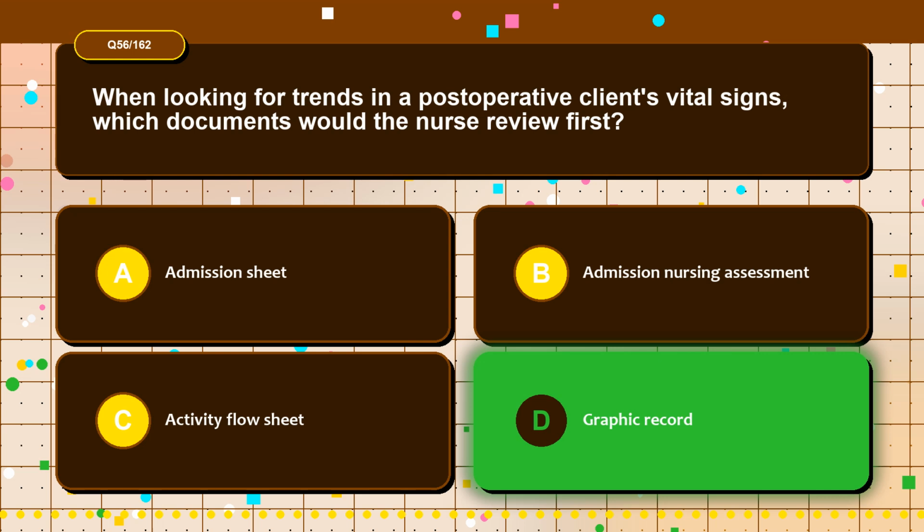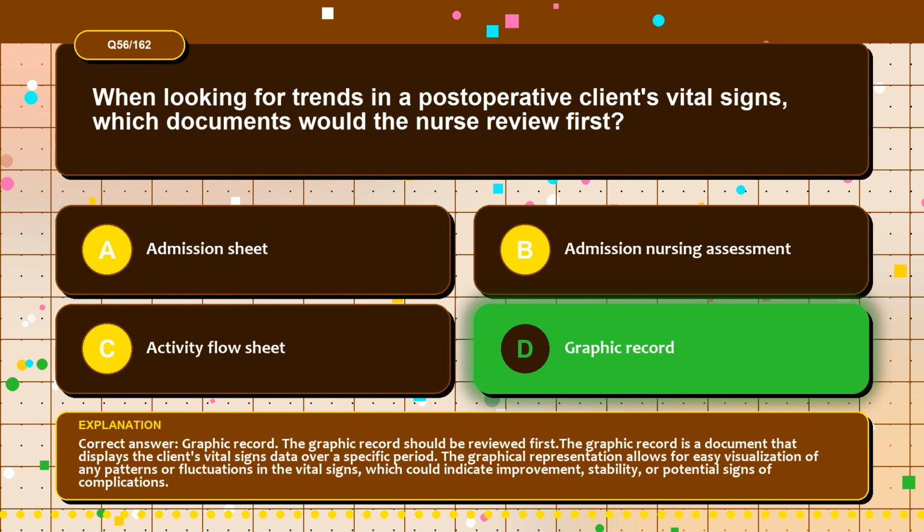The correct answer is option D, graphic record. The graphic record should be reviewed first. The graphic record is a document that displays the client's vital signs data over a specific period. The graphical representation allows for easy visualization of any patterns or fluctuations in the vital signs, which could indicate improvement, stability, or potential signs of complications.